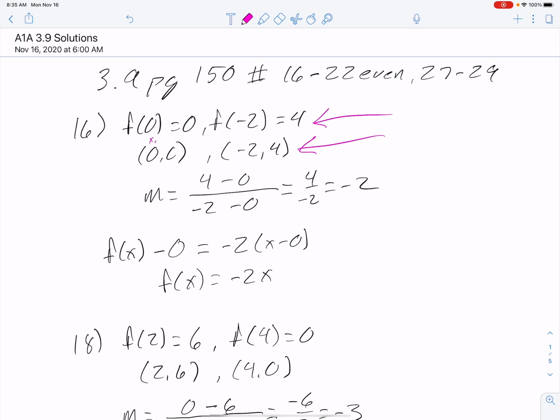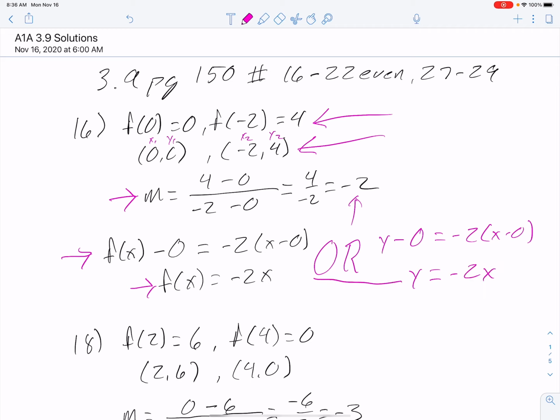That way I can get the idea of what my x sub 1, y sub 1, my x sub 2, y sub 2 are. I set up my slope formula and get my slope as -2. From there, I can set up my point slope form and solve for f of x. If you prefer the notation that you're more familiar with, it only adds one step, and then moving back to the function notation is up to you. But it does need to be written as f of x.